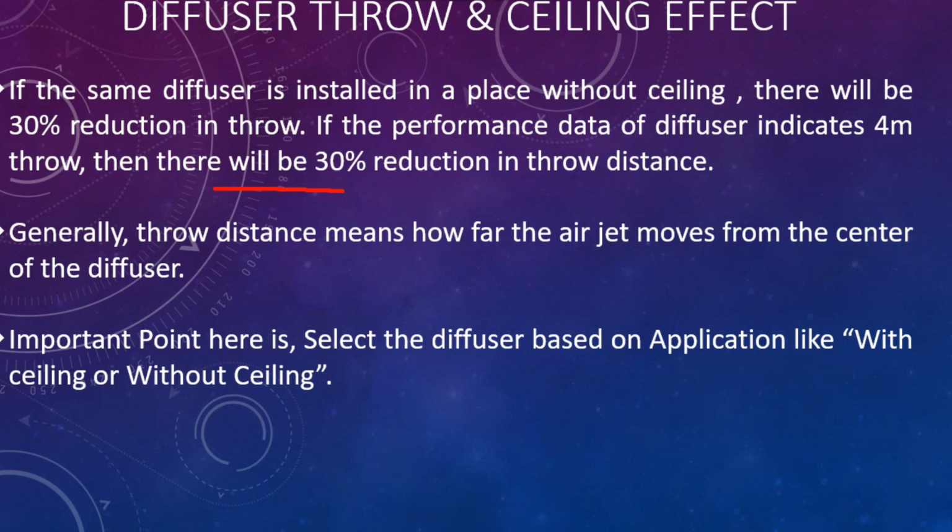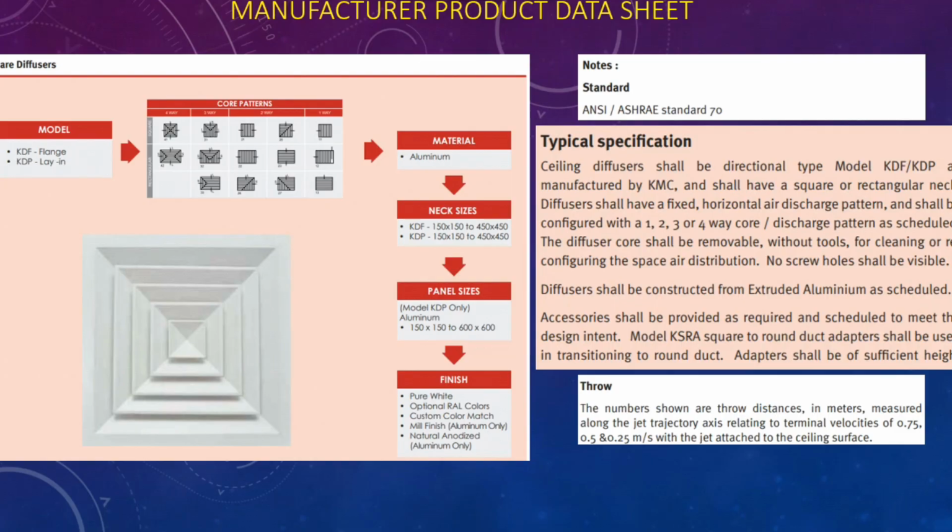Otherwise, there will be a 30% reduction in throw distance. So the important point finally: select the diffuser based on application, like with ceiling or without ceiling, and verify the same with the technical data set. And in this technical data set, they have mentioned clearly that diffusers shall have a fixed horizontal air discharge pattern. That means this performance data set is completely based on the fixed ceiling. So if you install the same in an open ceiling, then there will be a 30% reduction in throw.